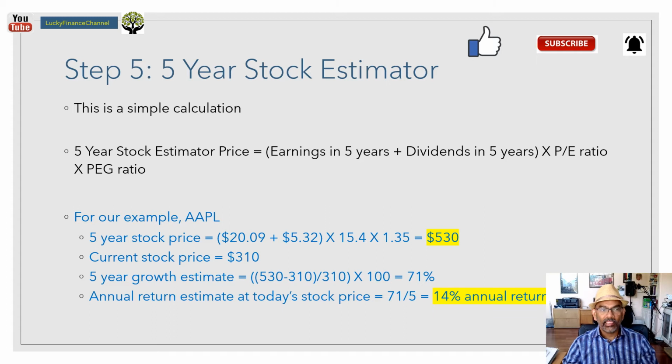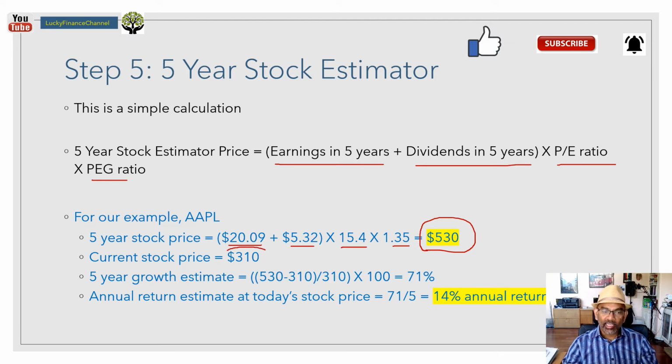So for the 5-year stock estimator, what you do is you take the earnings that you calculated in the previous slide in 5 years. You add the dividends to that, and then you multiply by the average PE ratio and the average PEG ratio. So for Apple, the 5-year stock price would be the $20 that we got in earnings in 2025, plus the $5.32 in dividends 5 years from now. You add those two numbers, multiply that by the PE ratio of 15.4 and the PEG ratio of 1.35, and you get an Apple stock price target of $530 in 2025.